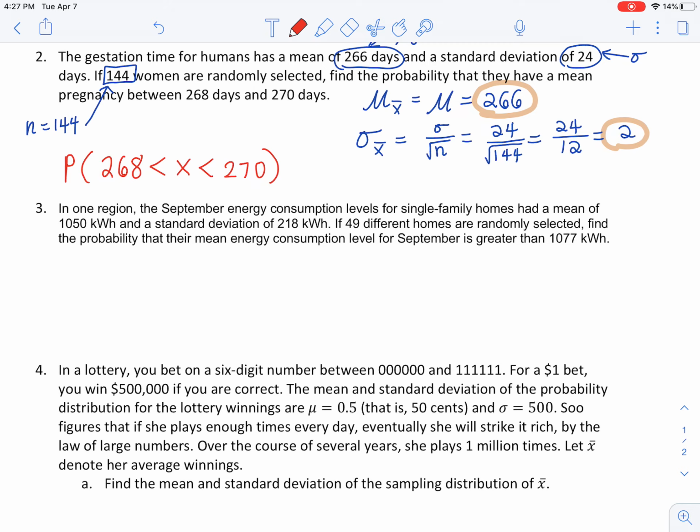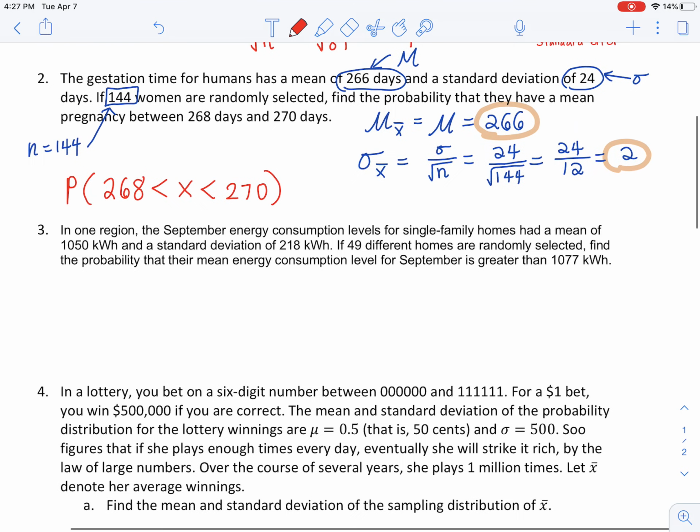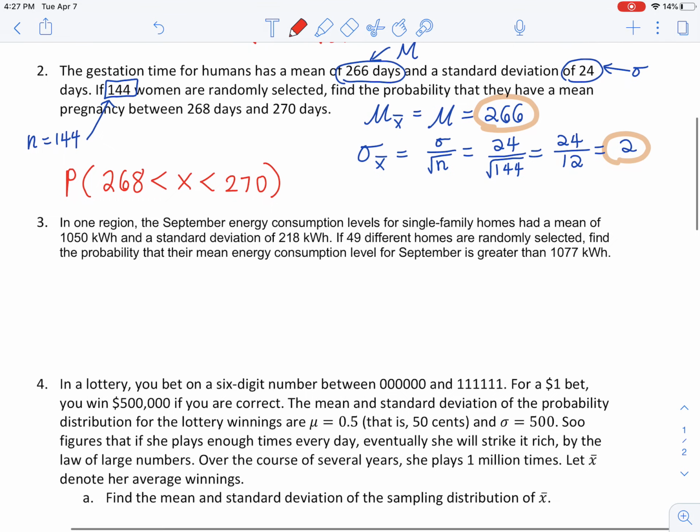So I'm going to type up real quick. Mean equals 266. Standard error or standard deviation of this sampling distribution is 2. And what I need is the probability that x is in between 268 and 270.